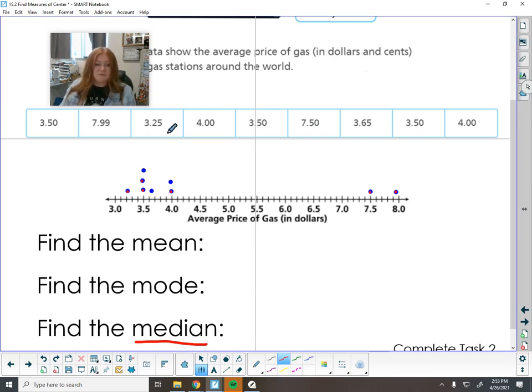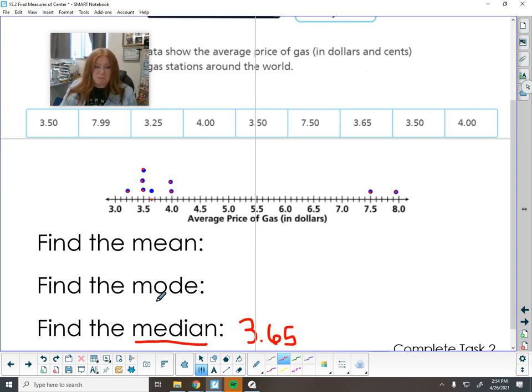I always like to just follow my dots up. This dot matches to this dot. So this one here in the middle was $3.65. $3.65 is the middle of the gas prices.